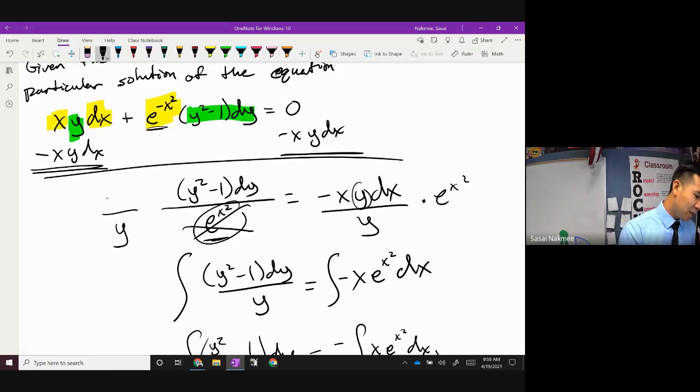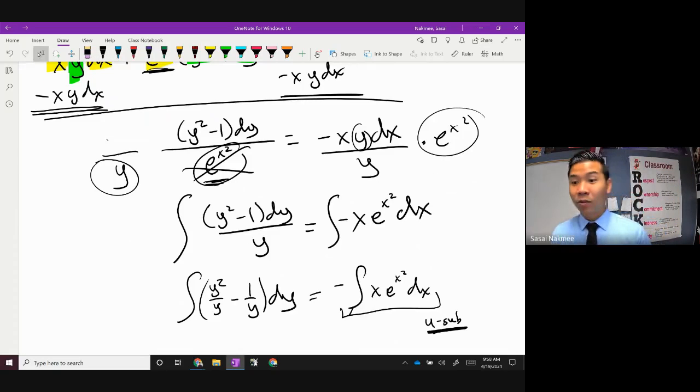So I rewrote this right here, e to the negative x squared, as e to the x squared in the denominator. I cross multiplied it to the numerator over here, so it has the x term on this side. And then this y term, I divided by it on both sides, so I can get rid of the y on that side. And that's how I separated my x's and y's, right?